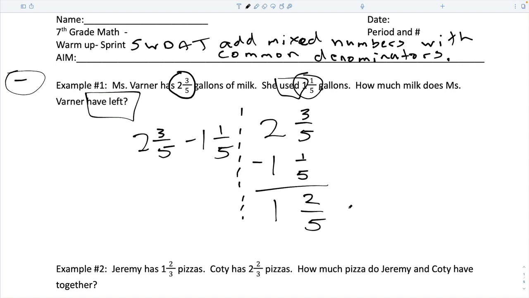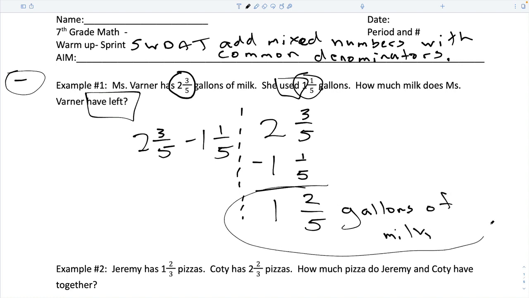Gallons of milk. I thought it was kids. It is not. Gallons of kids. Just kidding. Gallons of milk. Weird. I don't want to think about that.